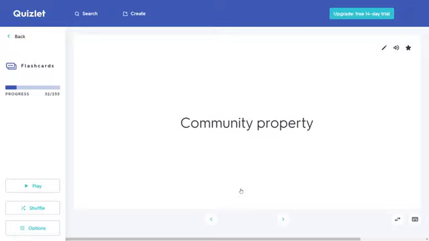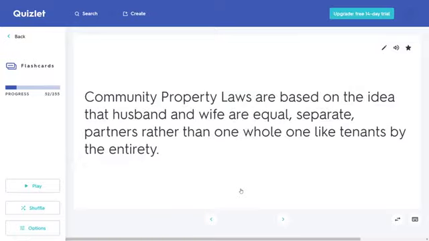Okay. Do you guys know about community property? Hopefully. Community property laws are based on the idea that husband and wife are equal, separate partners, rather than one whole one like tenants by the entirety. So, this term goes hand in hand with tenants by the entirety. Basically, it's a way the law developed by the government addresses husband and wife in terms of their property.